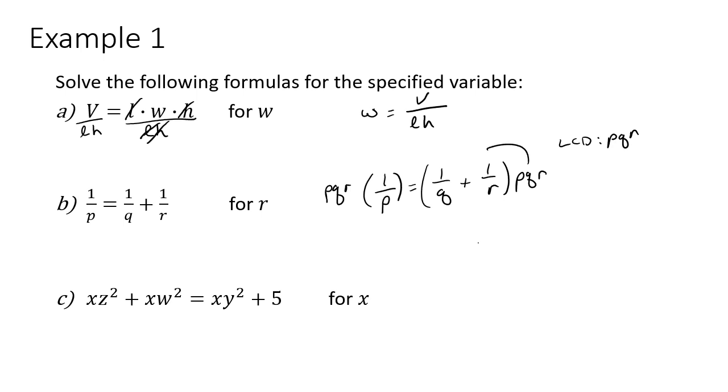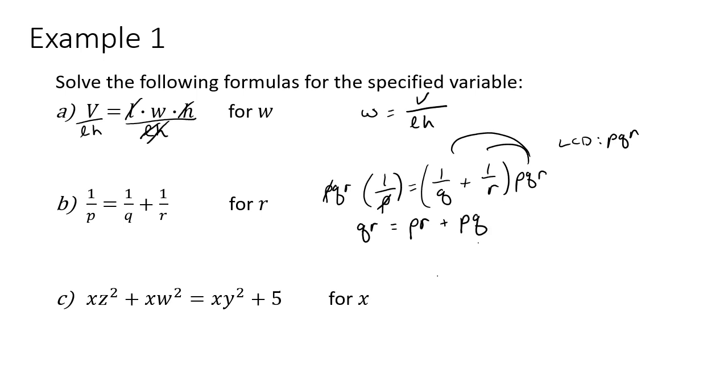And then on the right-hand side, distribute through. On the left-hand side, the P's cancel, so we're just left with QR. On the right-hand side, in the first term, the Q's cancel, so we're left with PR, and in the second term, the R's cancel, so we're left with PQ.